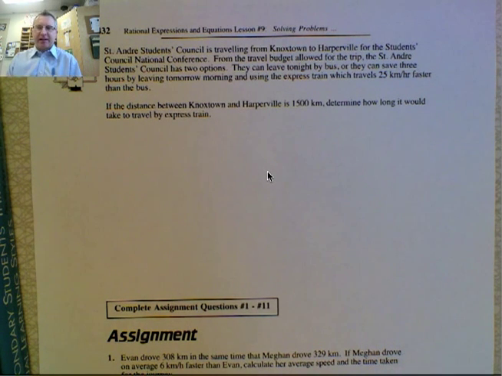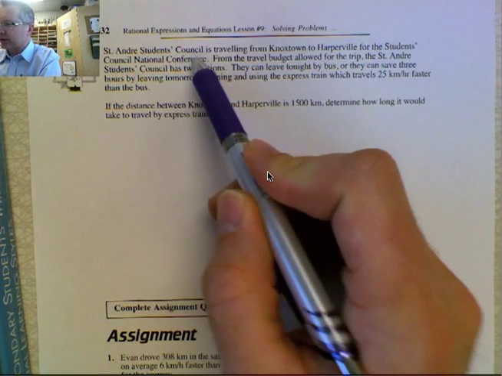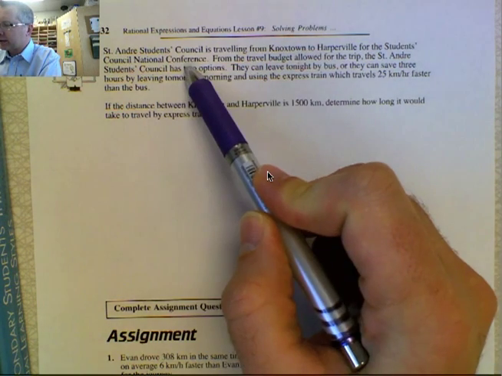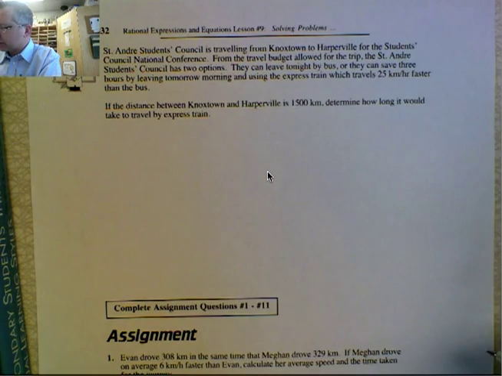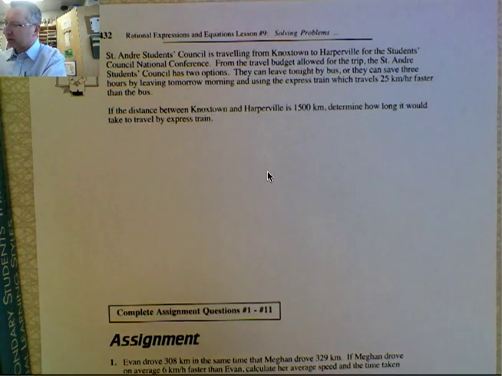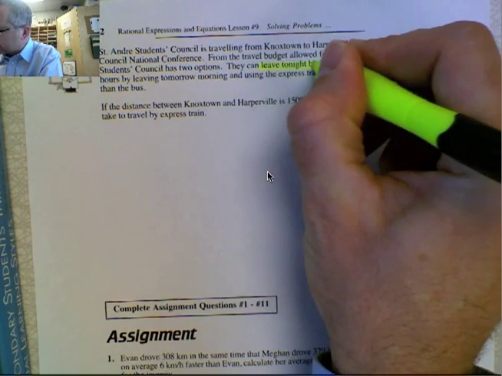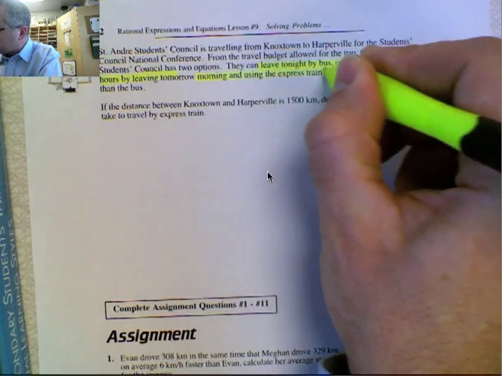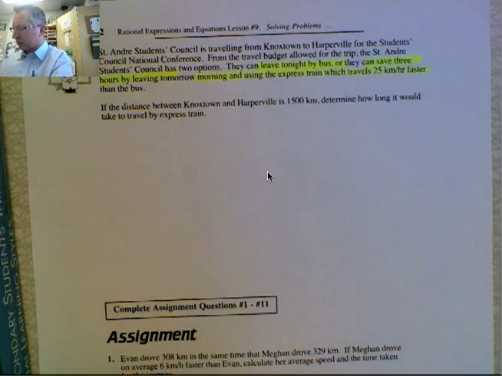We're going to look at a second problem here. The second problem involves a student council that's traveling from Knoxtown to Harperville for a conference, and they have two options for this particular conference. They can leave by bus tonight, or they can save 3 hours and leave tomorrow using the express train, which goes 25 kilometers per hour faster.